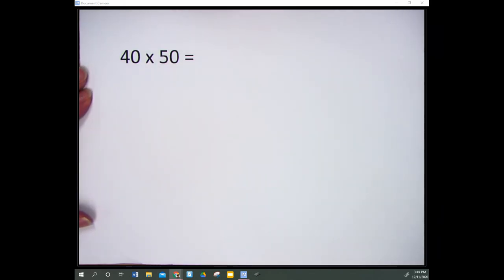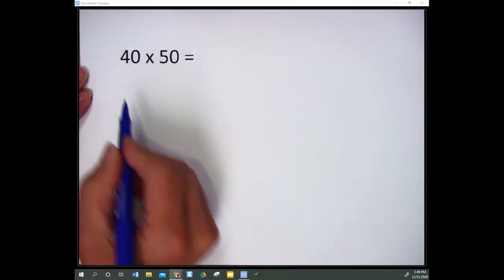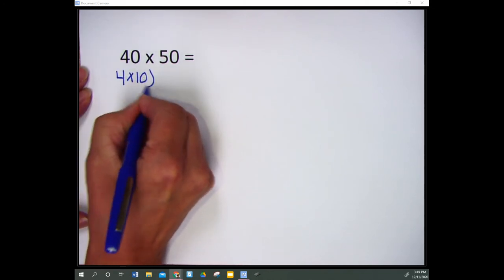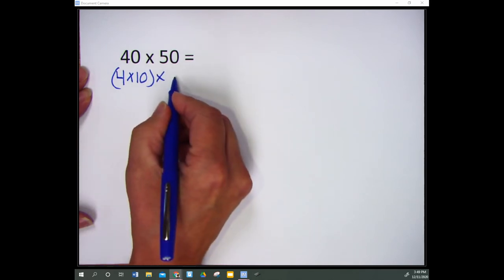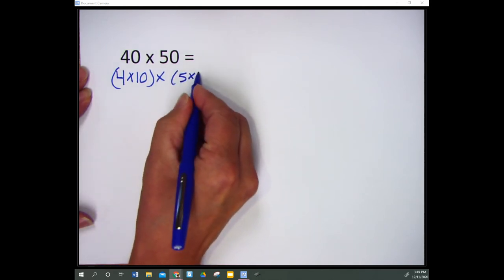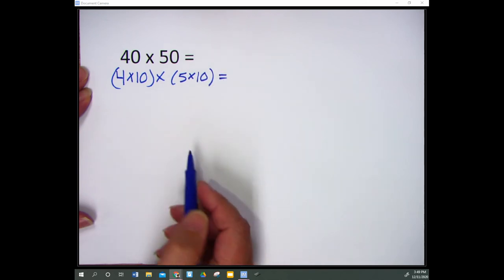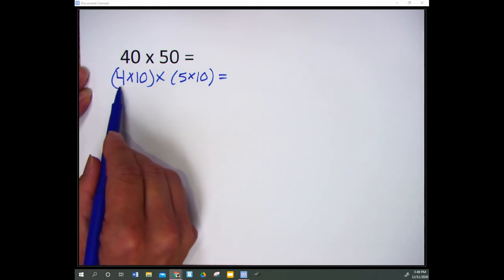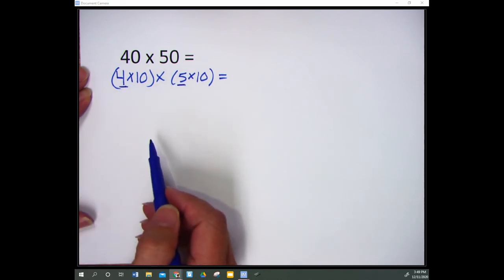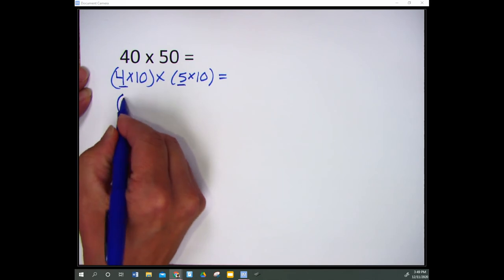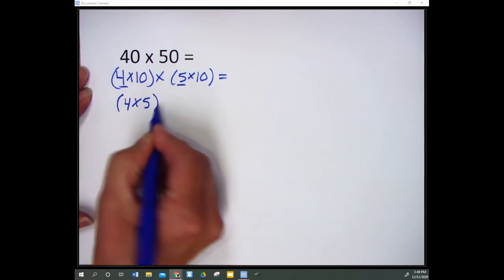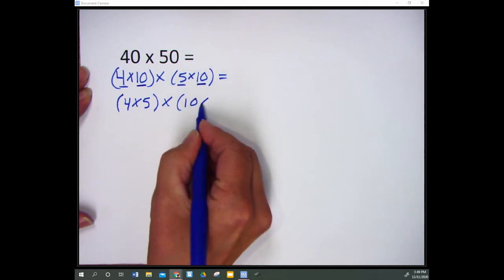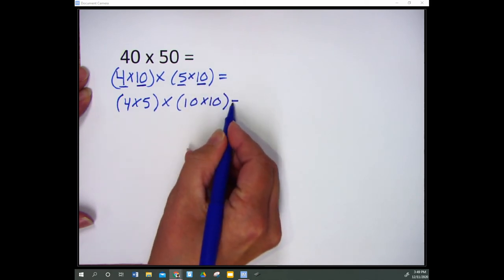Let's try another one. 40 times 50. Okay, I'm going to break apart this 40 into 2 factors. It's a 4 times a 10 times the 50 is a 5 times a 10. Okay, I'm going to move these around. I'm going to group them to make them easier to work with. I'm going for those basic multiplication facts. I want those together. This is equal to 4 times 5 times, all right, we've got 10 times 10. Now this is going to be easier to do in my head.